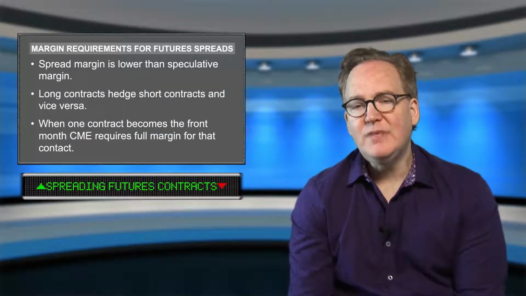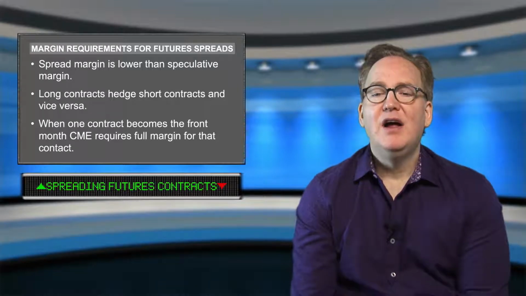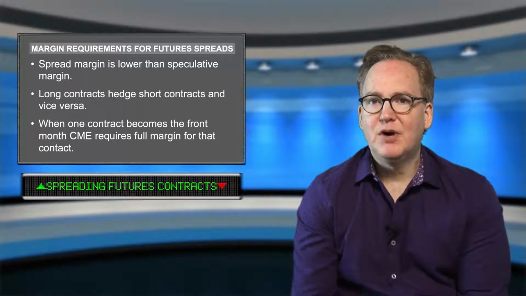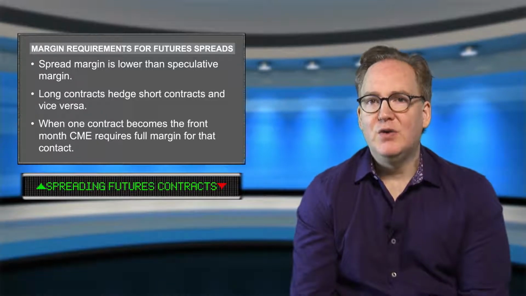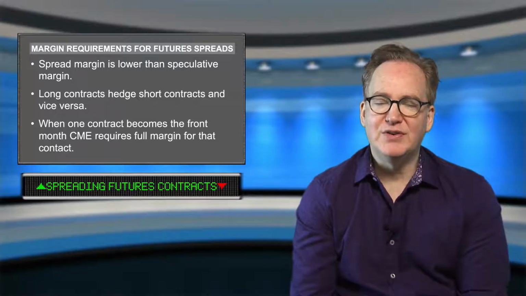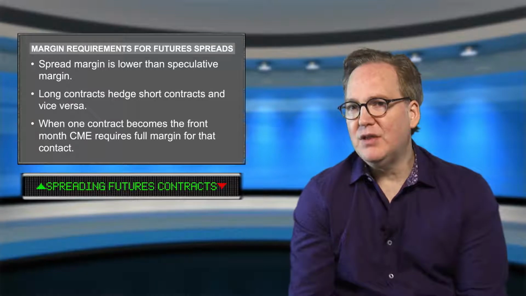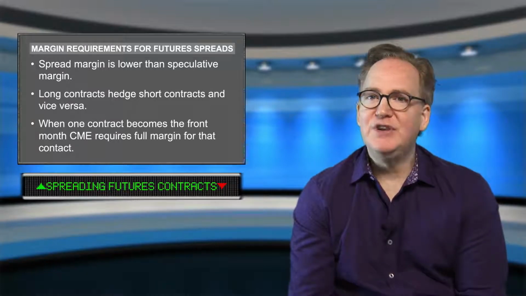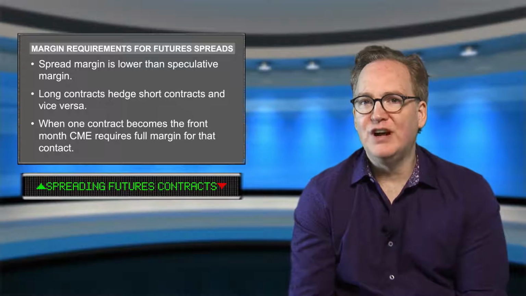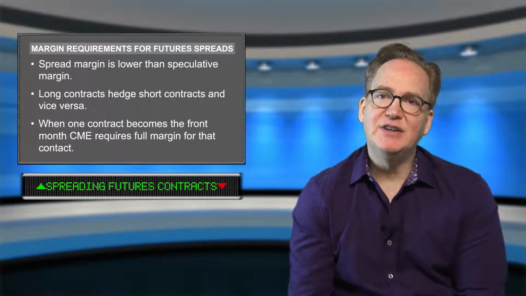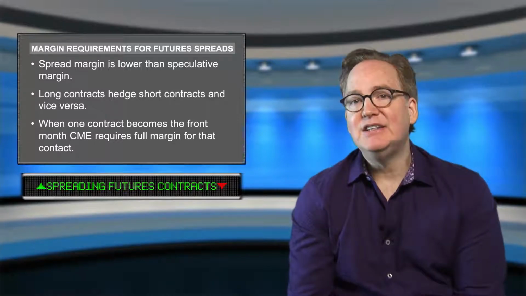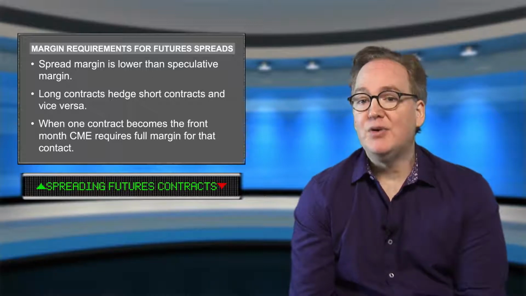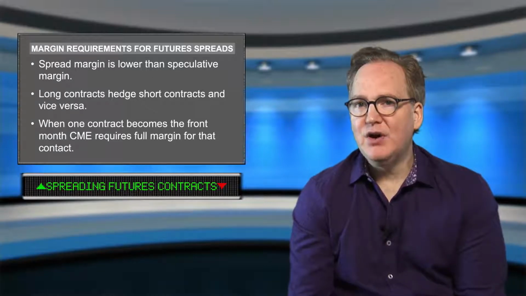Now, margin requirements for futures spreads are lower than the speculative margin requirement for an outright position. So if we were going to spread a long gold contract versus a short gold contract, we'd be required to put up a lower margin requirement than we would if we just bought or sold one gold contract by itself. That is because one contract is hedging the other, and the risk of loss is lower than an outright purchase or sale. So spread margin is lower than speculative margin.